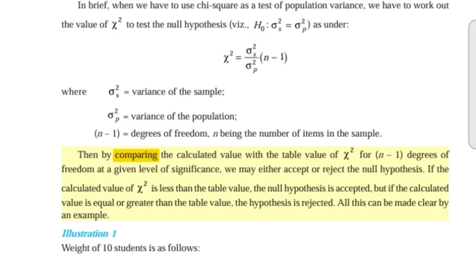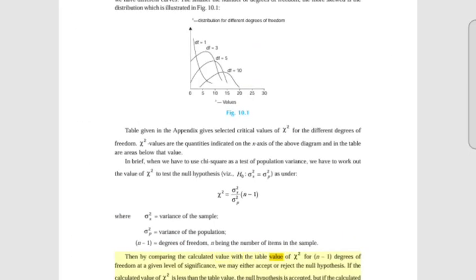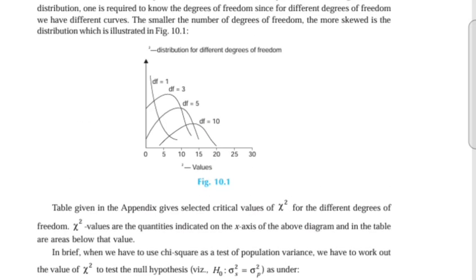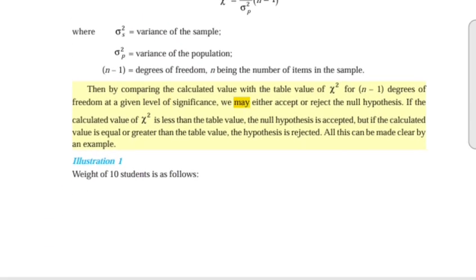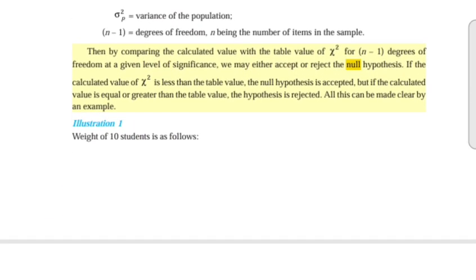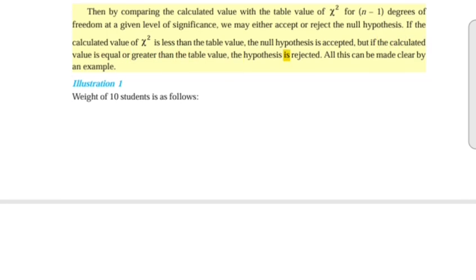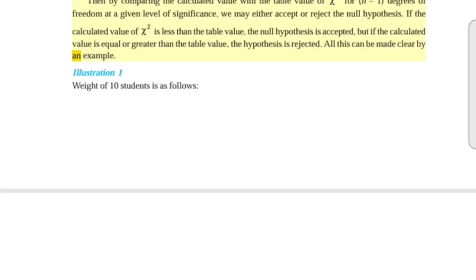Then by comparing the calculated value with the table value of χ² for n−1 degrees of freedom at a given level of significance, we may either accept or reject the null hypothesis. If the calculated value of χ² is less than the table value, the null hypothesis is accepted, but if the calculated value is equal or greater than the table value, the hypothesis is rejected. All this can be made clear by an example.